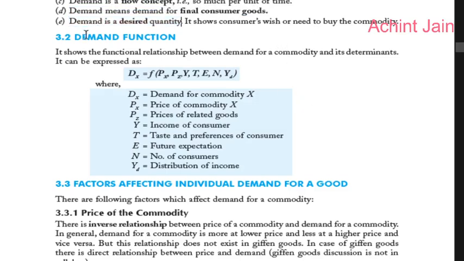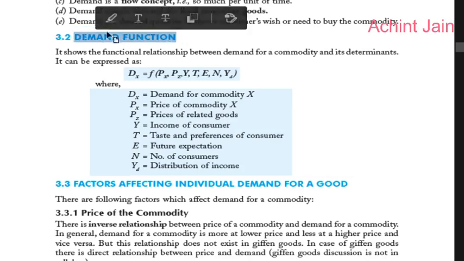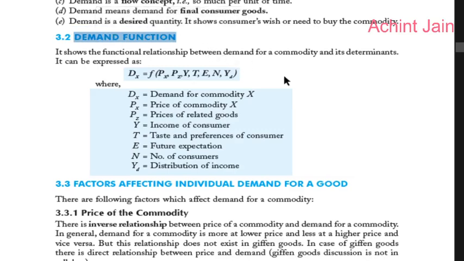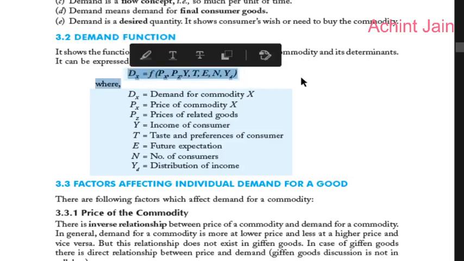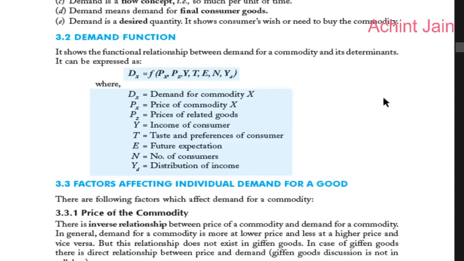Now the turn is to discuss the demand function. The demand function is a functional relationship between demand for a commodity and its various determinants. Here you will see one equation drafted, and this equation is called the demand function. Overall, demand has a relation with various components, and when we show this relation in equation form, it is the demand function.